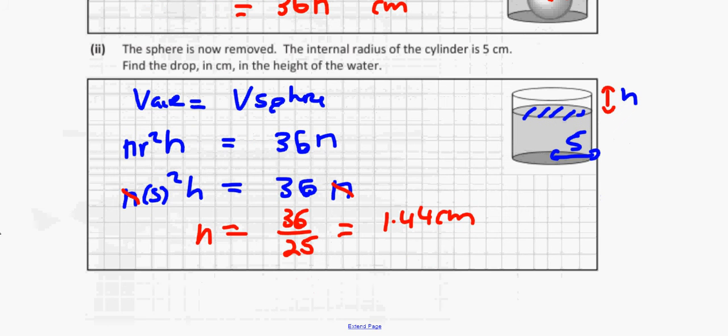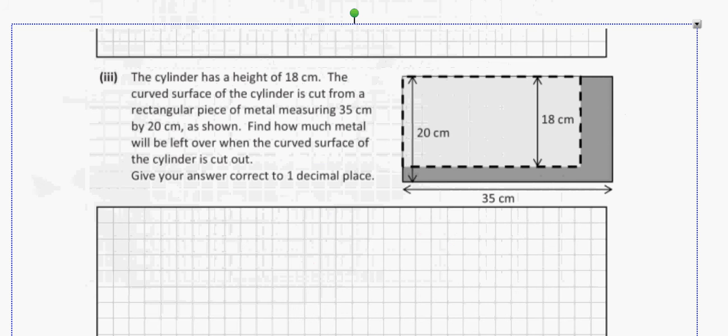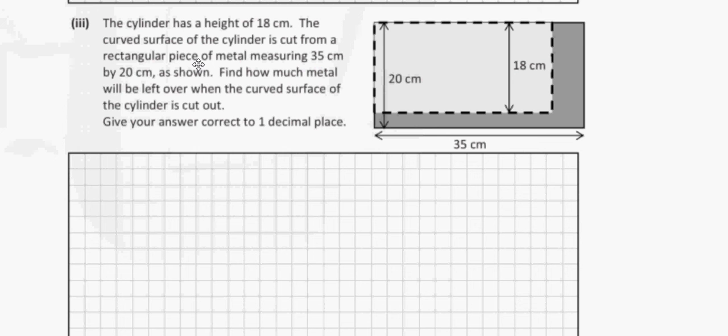Alright, guys. Next thing. Everybody good so far? Okay. Next thing. A cylinder has a height of 18 centimeters. The curved surface area of the cylinder is cut from a rectangular piece of metal measuring 35 by 20. Find out how much metal will be left over when the curved surface area of the cylinder is cut out.